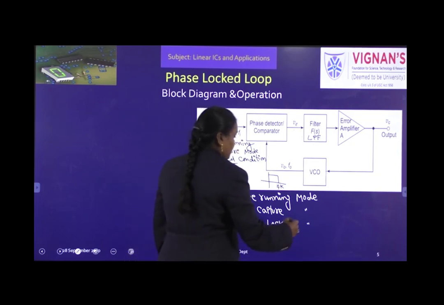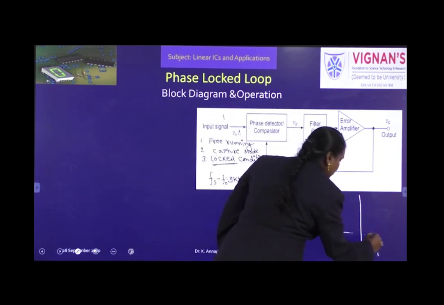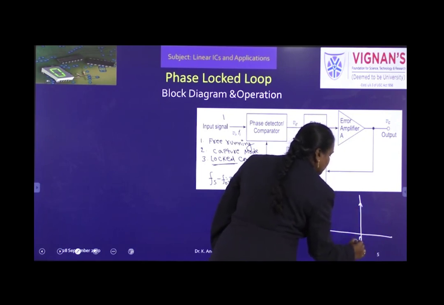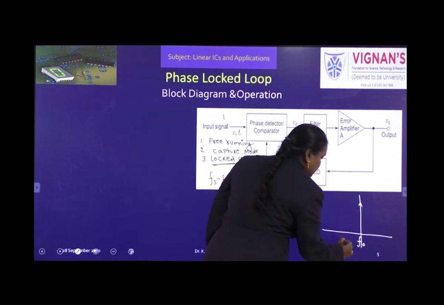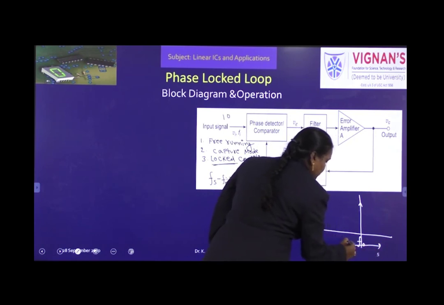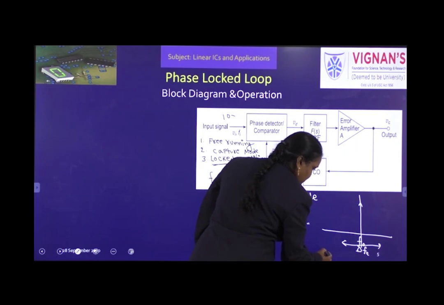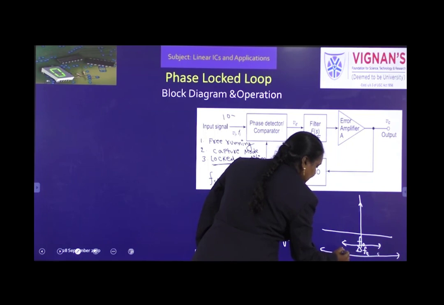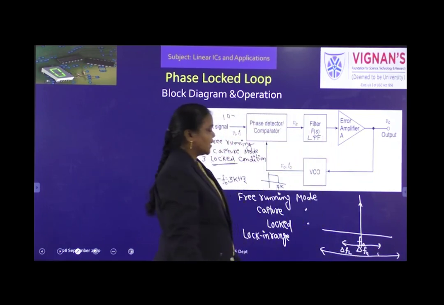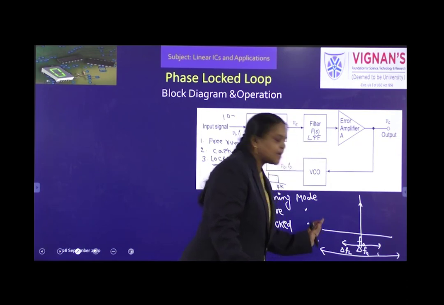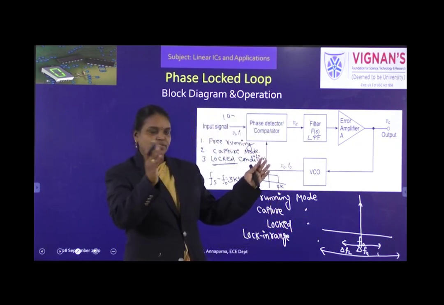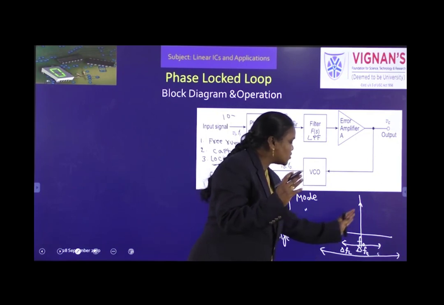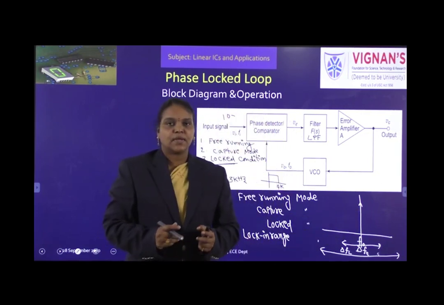Okay, suppose it is F0, this is the capture range, this will be the lock range. Lock range is always greater than capture range. That means it can track up to some range of frequencies, and that allowable range is called the lock range. Okay.